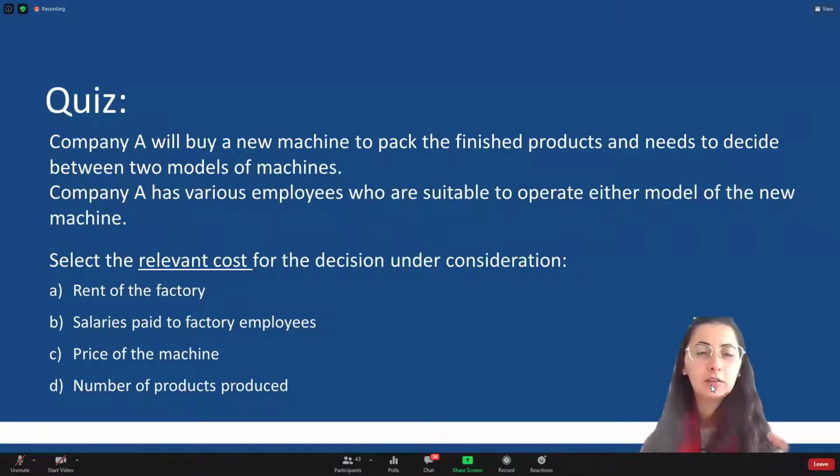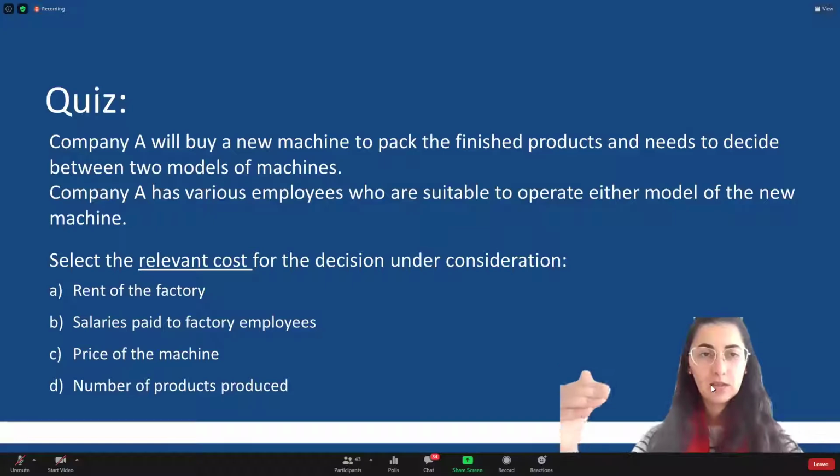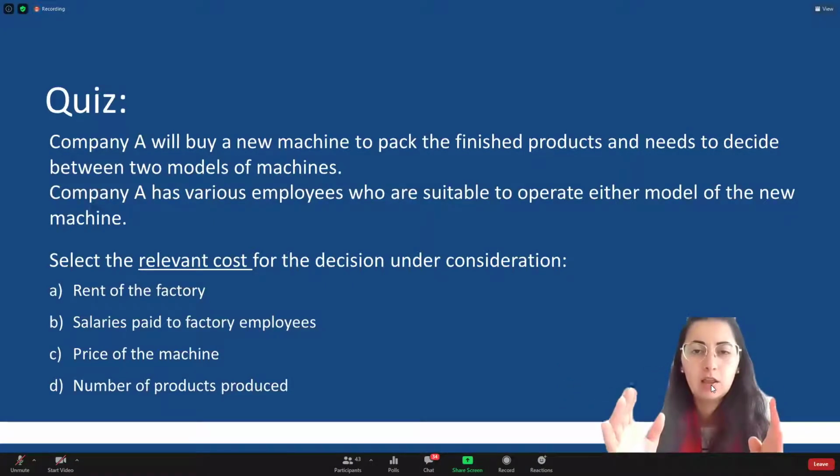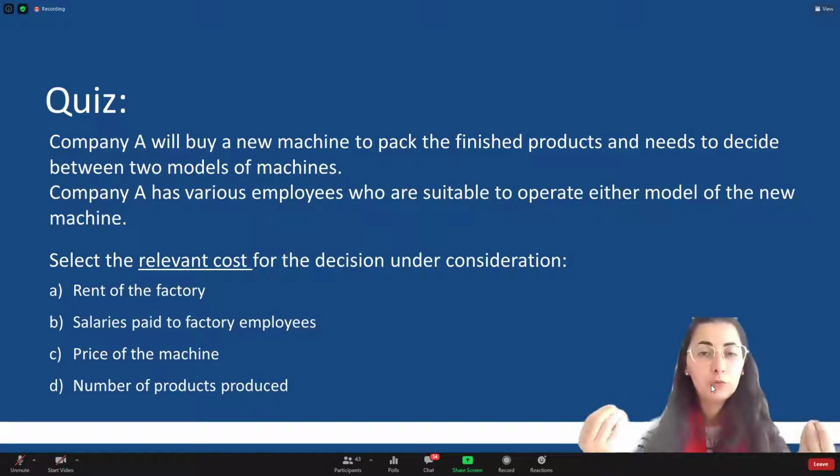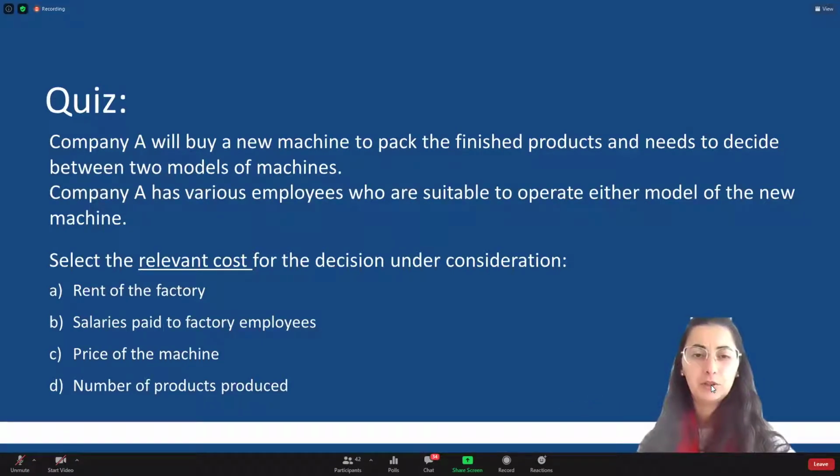So the question is not, will we buy the machine or not? They have already made that decision. Now they are further ahead; they are comparing between one machine and the other: which machine to buy. So for this decision, what is the relevant cost? The rent of the factory? The salaries paid to the factory employees? The price of the machine? The number of products produced?